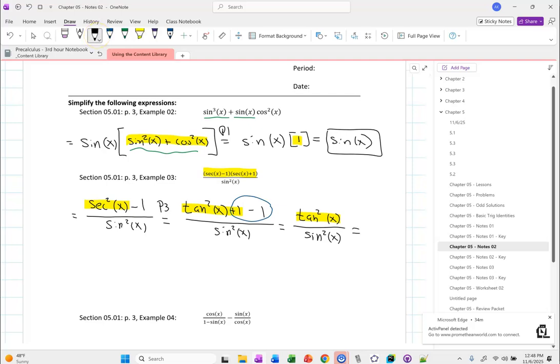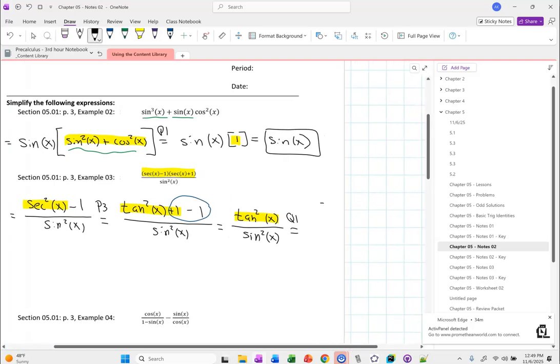But Kendall, this is tangent squared. The sheet says tangent is sine over cosine. Would it be sine squared over cosine squared? It would, yes. That is correct.